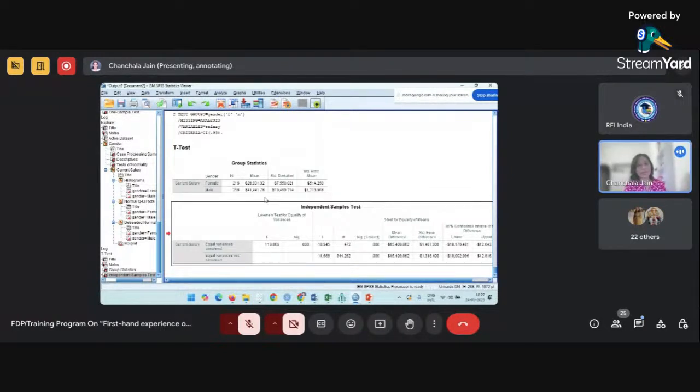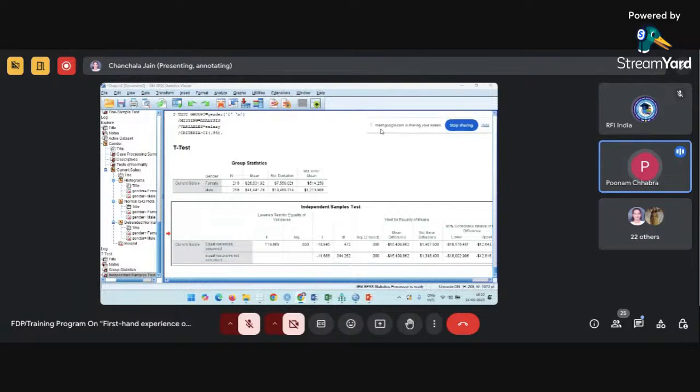If difference is existing, then you can comment on the mean part, that which group mean is higher. Yes, thank you. So in this case, ma'am, we just have to check the value of the mean only, the computed mean value. In this case, just check the mean value of the male and the female.